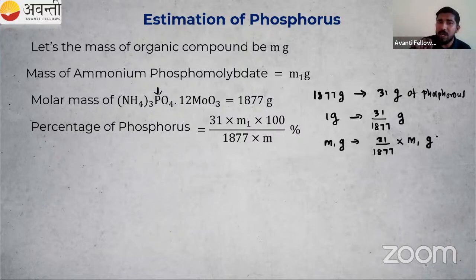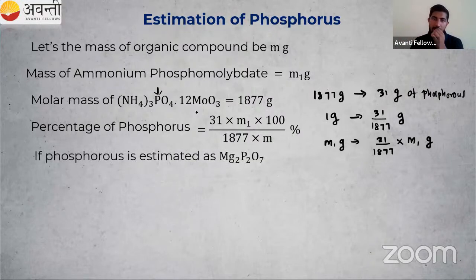Mass of phosphorus divided by mass of organic compound into 100, then we will get the percentage of phosphorus in the organic compound. So this is the final equation. Percentage of phosphorus equals 31 into M1 into 100 divided by 1877, that is the molar mass of ammonium phosphomolybdate, into M, that is the mass of the organic compound. So this is the first method.